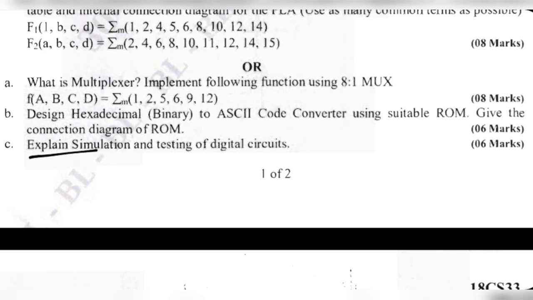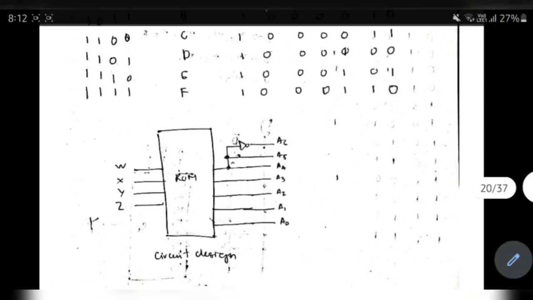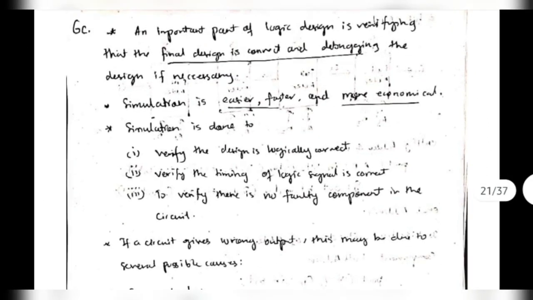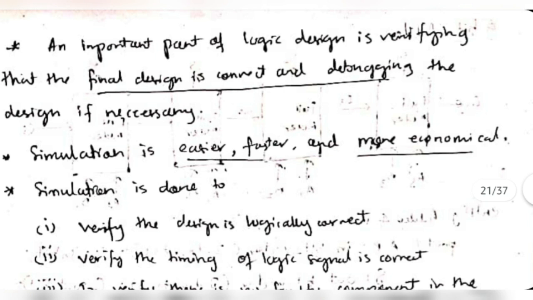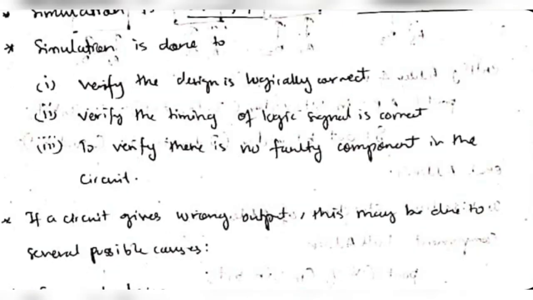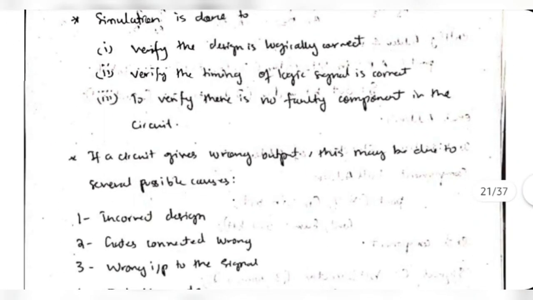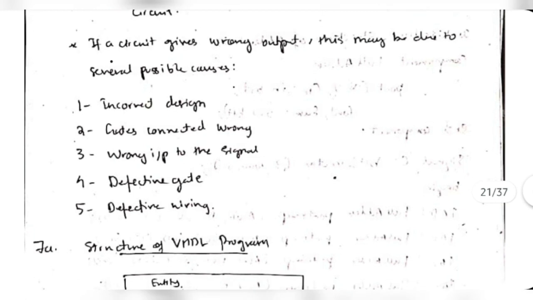In the next question, we have to explain the simulation and testing of digital circuits. This is a theory part, but still I will be giving a brief overview of what it is. See, whenever we design a circuit, we have to verify that it's working and it's correct. Okay, so for that simulation is used because it's easier, faster and more economical. Okay, it's to verify it's logically correct and there is no faulty component and the timing is correct, and if some errors arise, it's due to the possible cases.